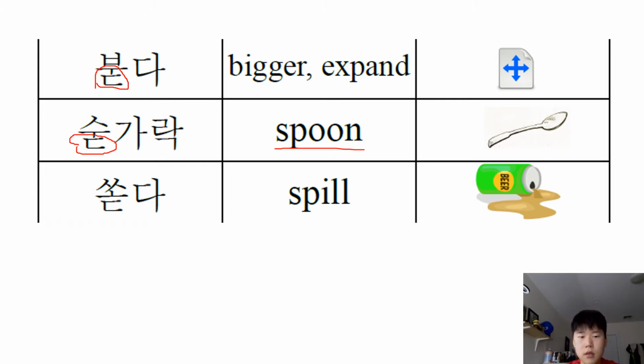And then there's 쏟다, which means to spill. Can you see which part has the 디귿 in 쏟다? Yep, it's the first part.